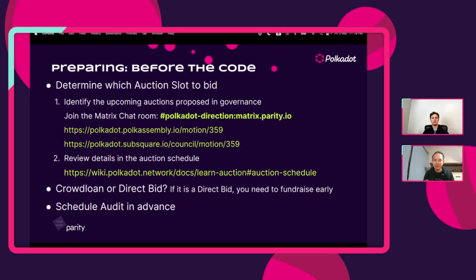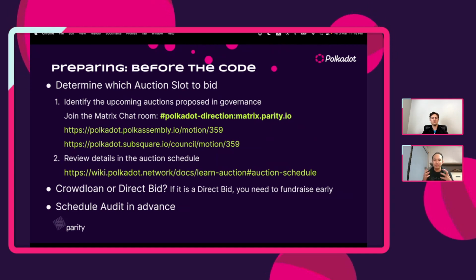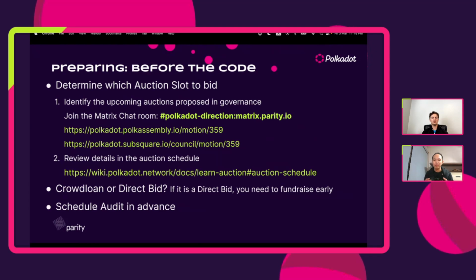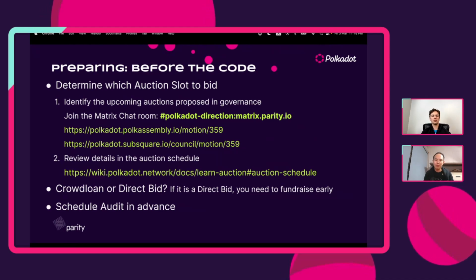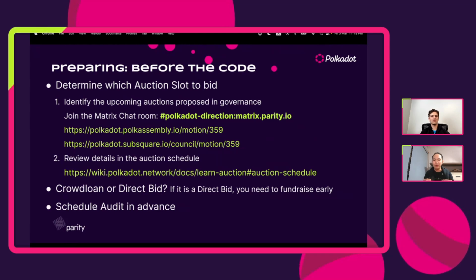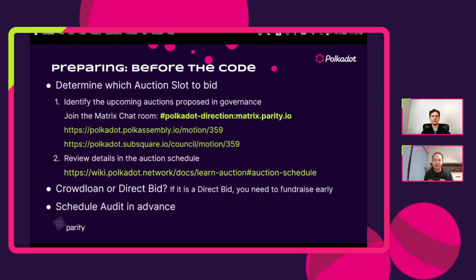So one of the things we definitely would recommend before you dive deeper into code, when you're thinking of your project, is to really start registering yourself. There's a few key areas that definitely would help you understand what's going on, when's the next auction slot available, and how do you become a parachain. So one key area definitely would be to join the Matrix chat room called Polkadot Direction on Matrix, Parity.io. Another key thing is to understand that all these slot auctions are essentially run by governance through Polkadot. So definitely keep your eye out for it.